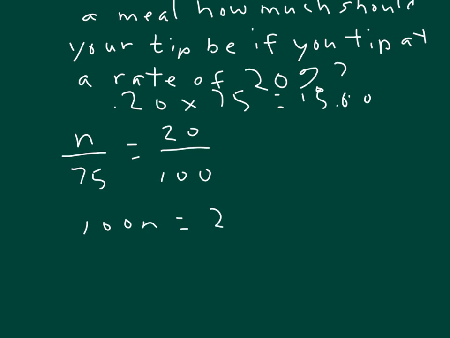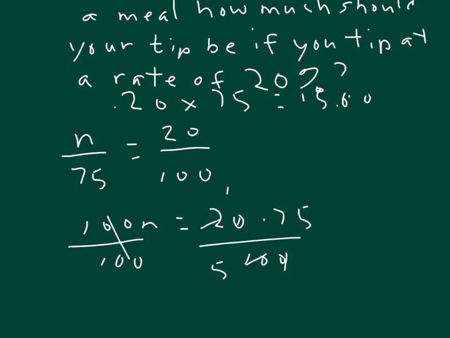100N equals 20 times 75. Divide by 100. Divide 10 by 10. And then 2 goes into 10 5 times. 2 goes into 2 1 time. 5 goes into 5 1 time. 5 goes into 75 15 times. And 15 times 1 is 15. You don't have to do that reducing before you multiply. You'd still get 15. Just do it the way it's easiest for you. But it's going to be a $15 tip, and you should ask, is that reasonable? Well, you might not think so, but your waitress sure would.